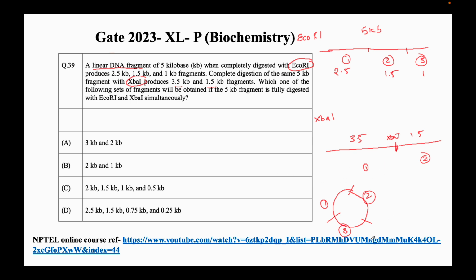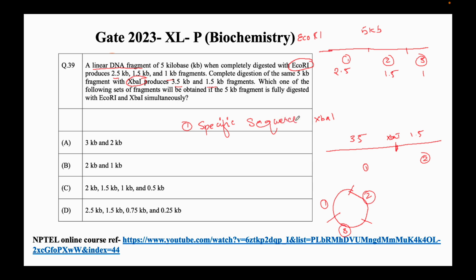Similarly, XBA1 will have 2 recognition sites to get 2 fragments. Yeah, this is clear. Also, it is very important that you understand that in the question they are saying it is producing 2.5, 1.5 and 1 kb fragments. So it is not necessarily that they are producing fragments in specific sequence.